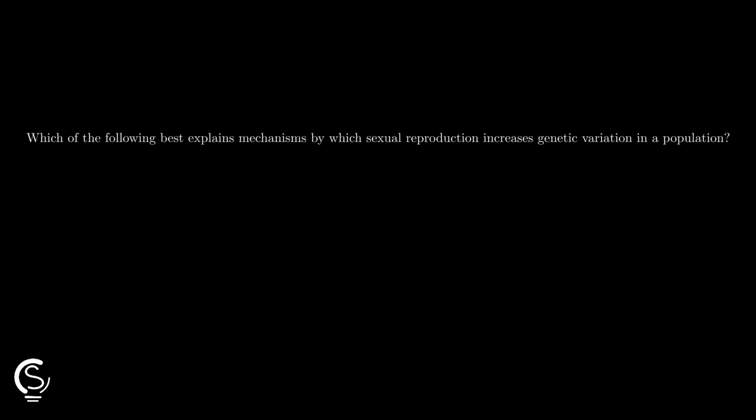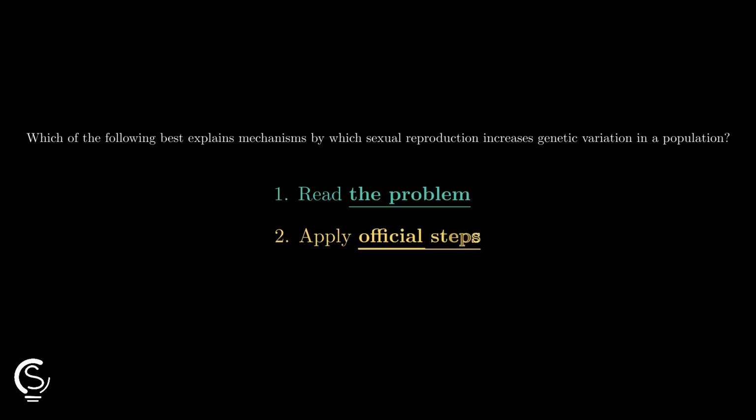Sexual reproduction creates genetic diversity through specific cellular processes. We will break down how chromosomes and fertilization work to find the right answer together.